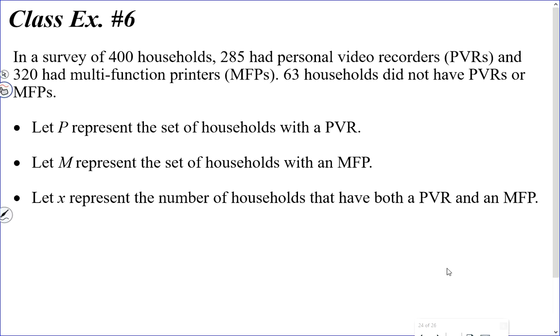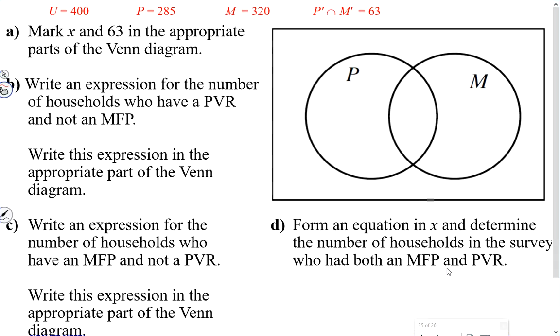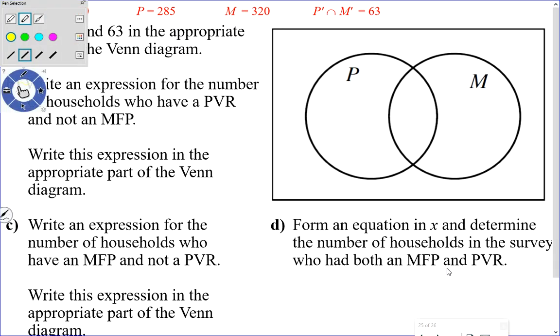285 households had some kind of a PVR, whether it was through an internet box, whether it was through Amazon, it doesn't matter. 285 had a PVR, 320 had some kind of printer, and 63 households did not have anything. What we are asked to do is essentially find out how many households had both. So I want to cut to the chase here and tell you that this is going to walk you step by step through something, but we want to determine how many have both.